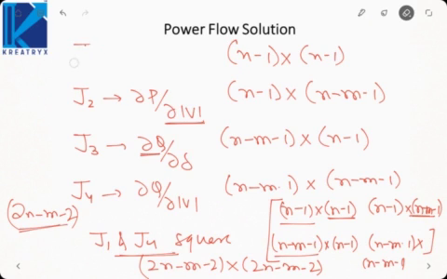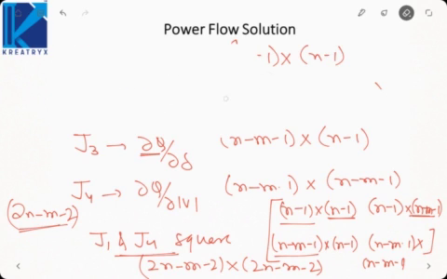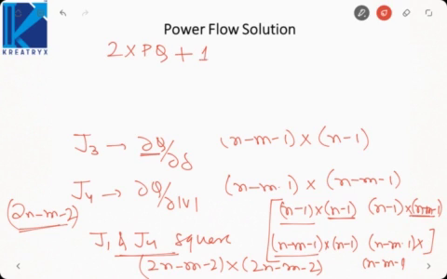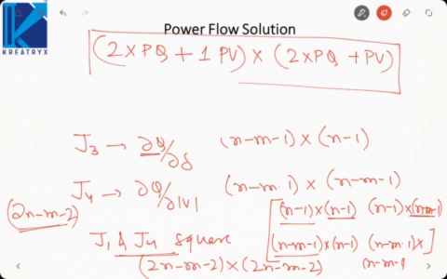The easier way to remember this is, instead of just remembering the formula, we need delta for PV buses and mod V and delta for PQ buses. So that means we will need two equations for PQ bus and one for PV bus. So this is the order of Jacobian. Okay, that is an easier way to remember the order of Jacobian in terms of number of PQ buses and PV buses.